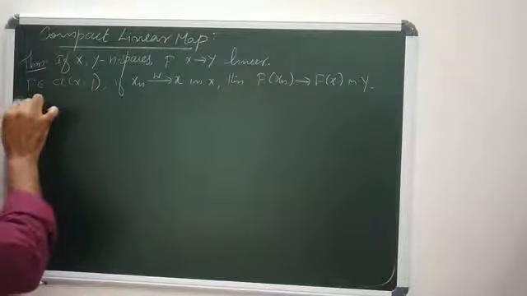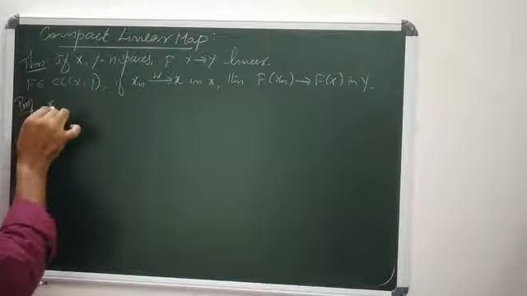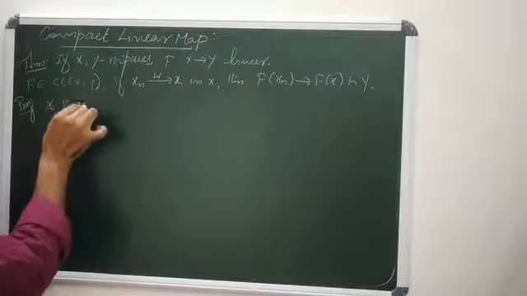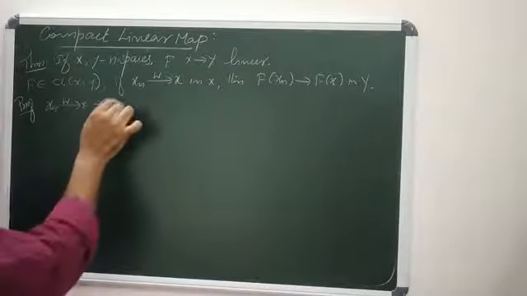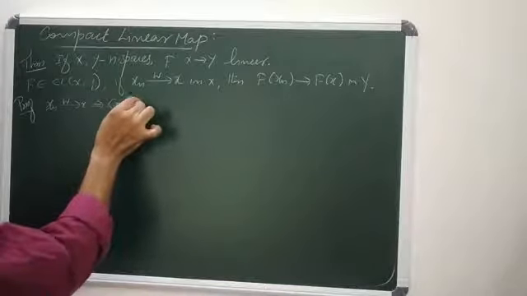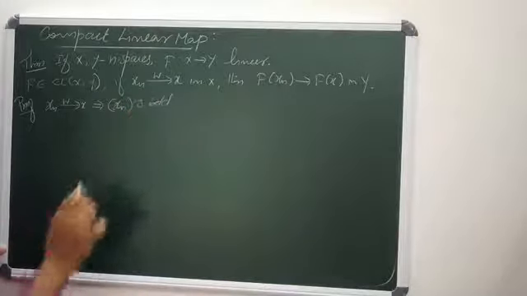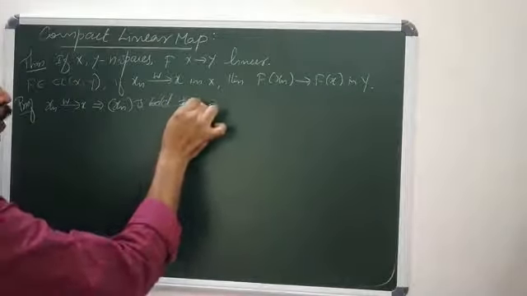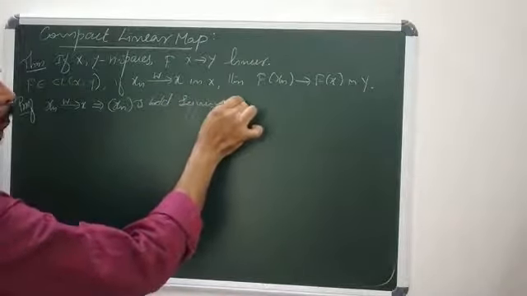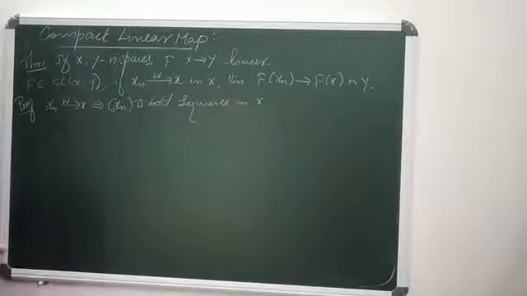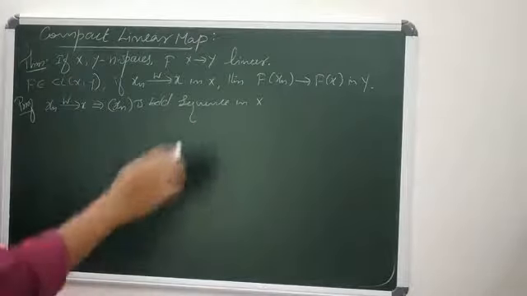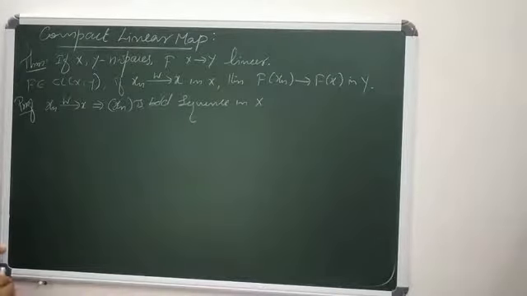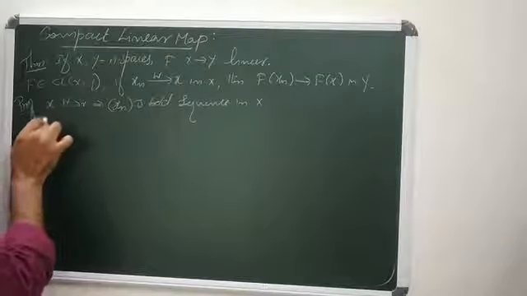So we know that xn weakly converges to x. By the definition of weak convergence, the sequence xn is bounded. It's a bounded sequence in X. Okay. Now to show that f of xn converges to f of x in Y, that's our requirement.